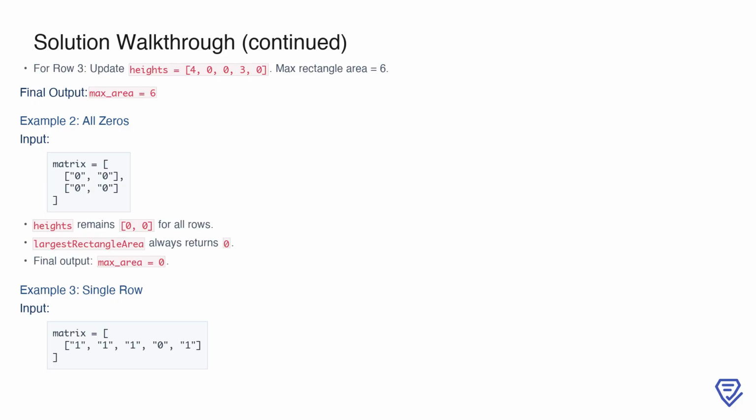Now, consider another case where the entire matrix contains only zeros. Here, the heights array remains 0, 0 for all rows, and the largest rectangle area function consistently returns 0 since no rectangles can be formed. As a result, the final output for this case is max_area equals 0.